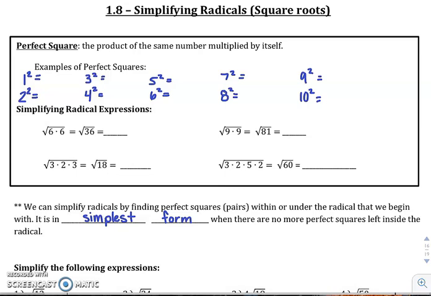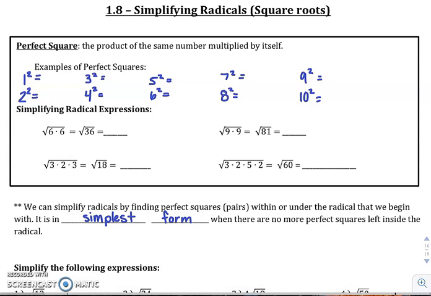So when we look at starting to simplify radicals, just really square roots, it's important to understand what we're actually looking for. What we're looking for when we simplify these radicals are really perfect squares. A perfect square is just the product of the same number multiplied by itself.